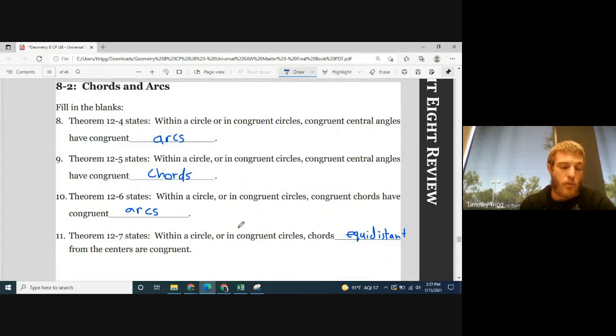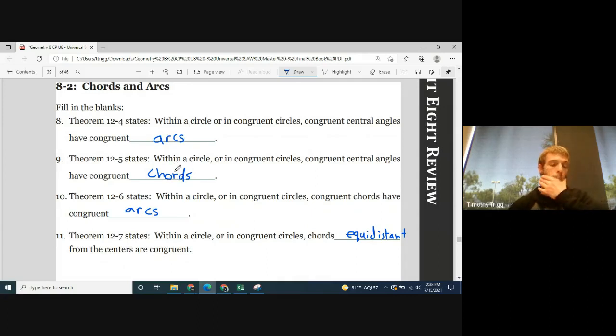Now, for these 8 through 11, you can find these definitions in the book, Theorem 12-4, 12-5, and so on. I don't really like these questions because if you notice, it says within a circle or congruent circles, congruent central angles have congruent blank. 12-5 says the exact same thing. The only difference is this one says arcs, this one says chords, but both are true, right?